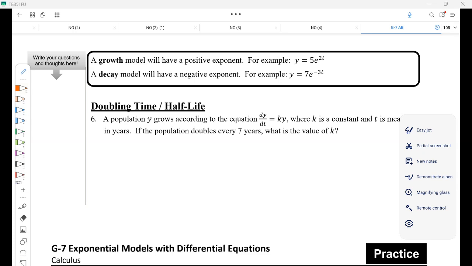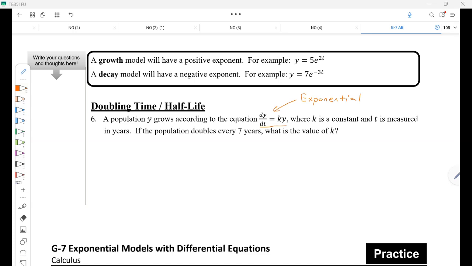The last problem that we have to do is definitely not a hard one. It kind of just fits in that category of another thing that you have to remember. It should kind of make sense as you go through it. Number 6 says a population y grows according to the equation dy/dt equals ky. The idea with this is as soon as you see this differential equation, you have identified that this is exponential growth. Or if the problem is about half-lives, it would be exponential decay.